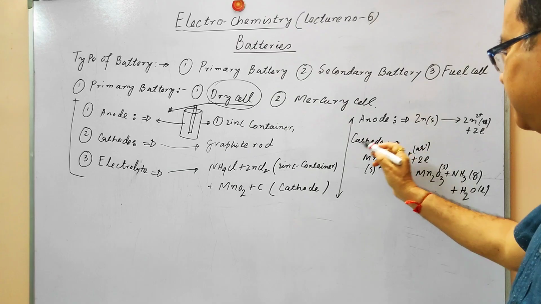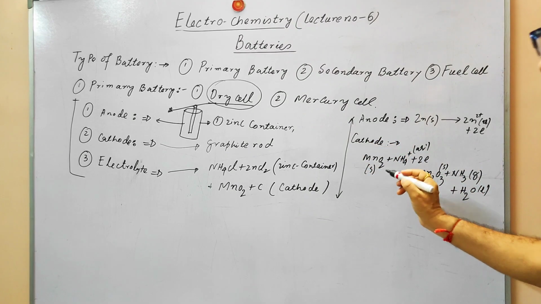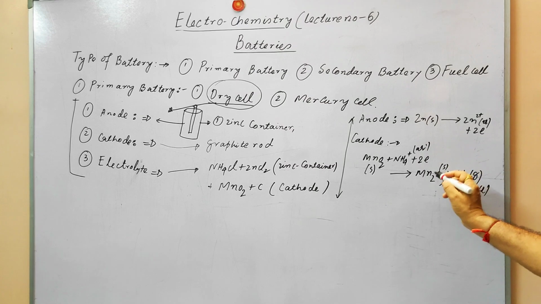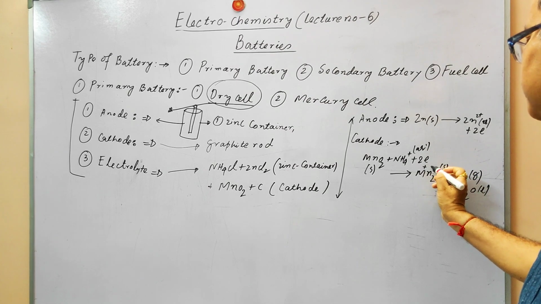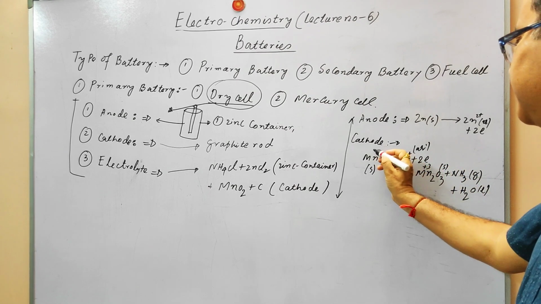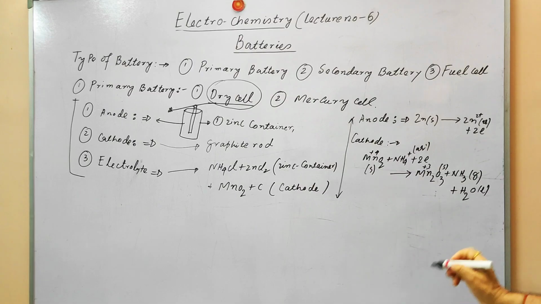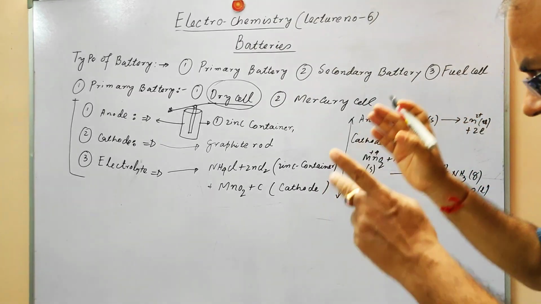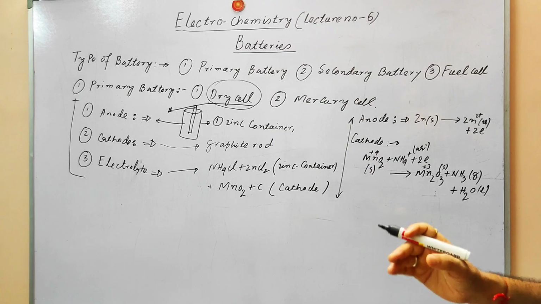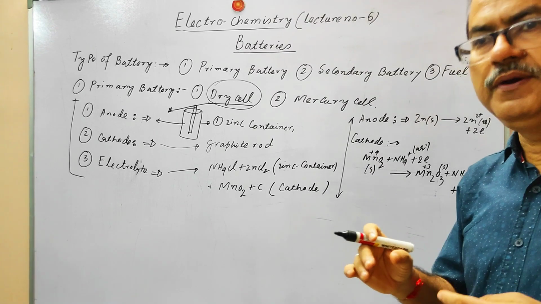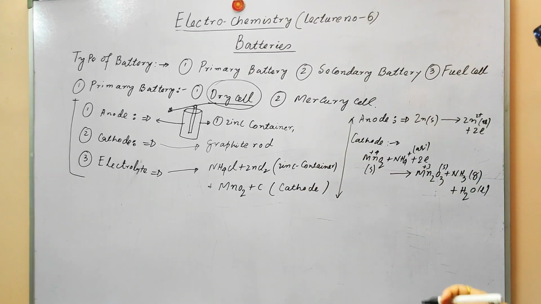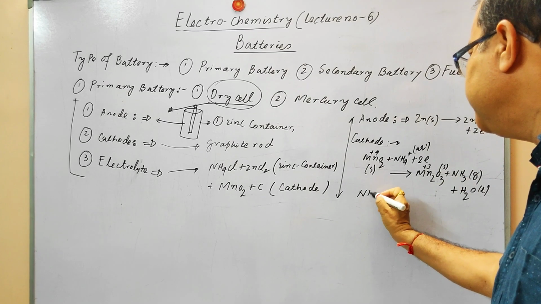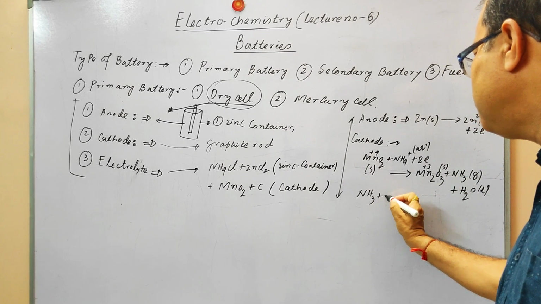Here you can see in the cathode reduction is taking place. The MnO2 has been reduced; the oxidation number of Mn goes from +4 to +3, and it will create the voltage in the cell, and it will have the ability of producing electricity. And another thing, this ammonia gas also reacts with the zinc chloride.